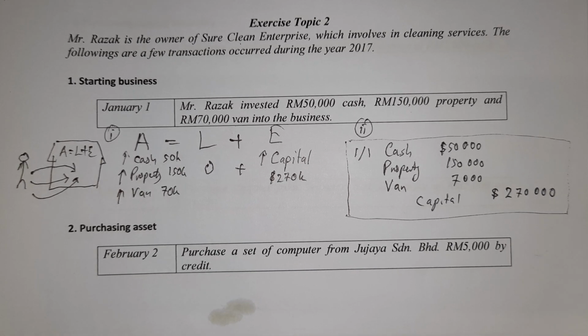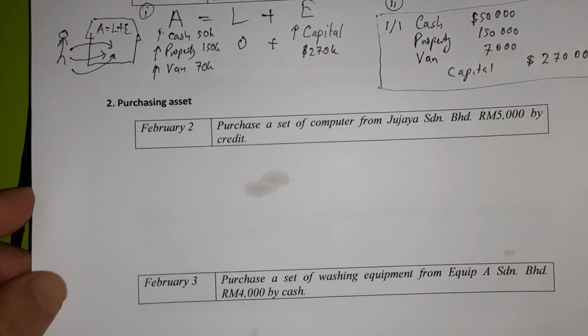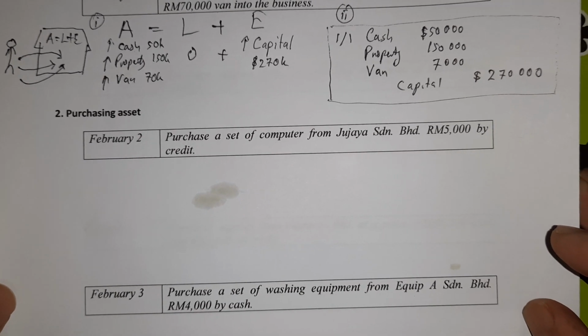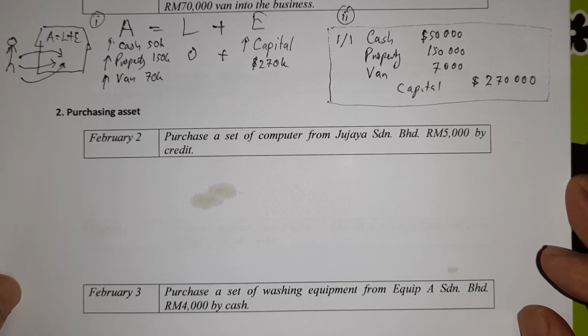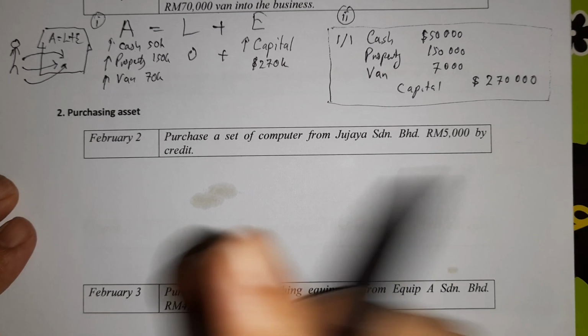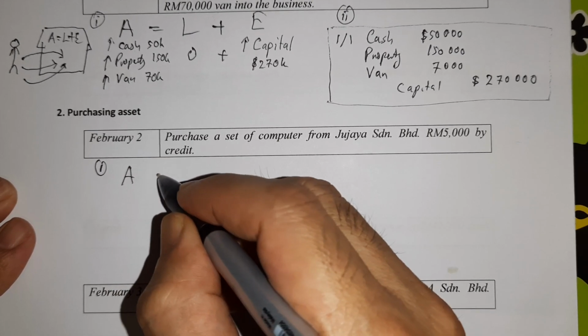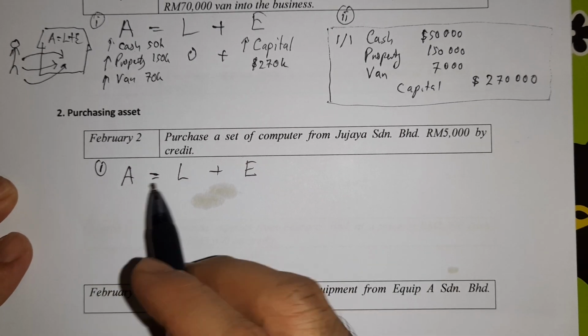So let's see what the answer is for the second question. Okay, the second question. The second transaction is on the 2nd of February, the business purchased a set of computer from Jujaya's neighborhood for 5,000 by credit. Okay, so you have to show the effect on the accounting equation. Asset, liability plus equity. Okay, how to know the effect?